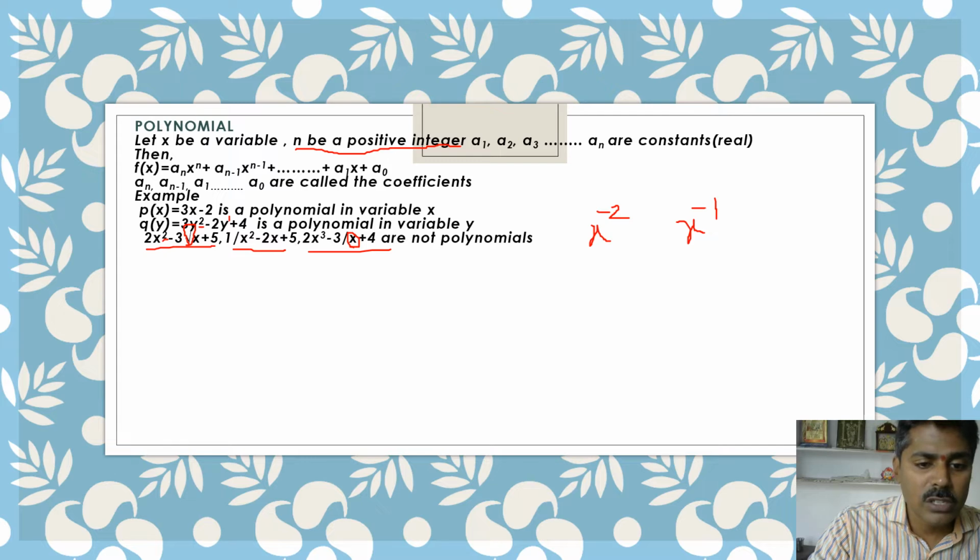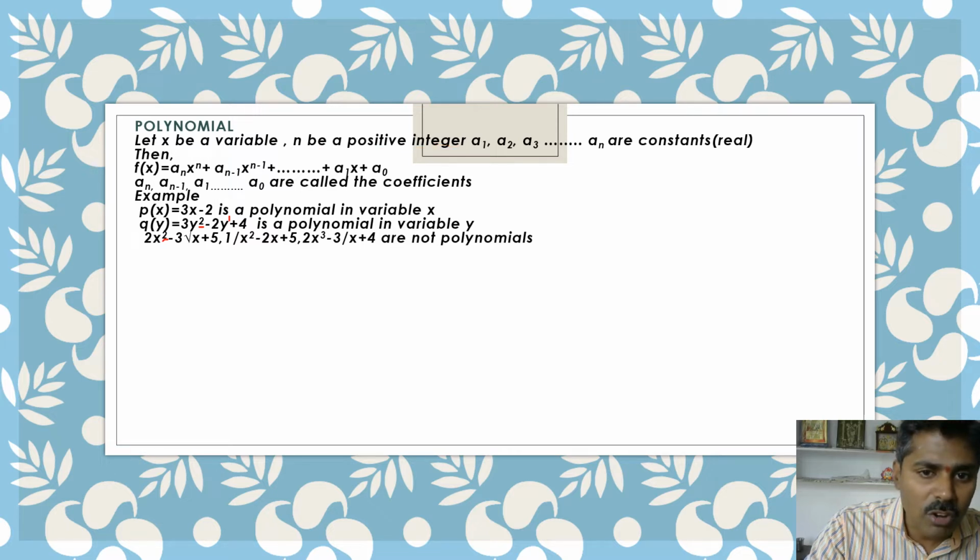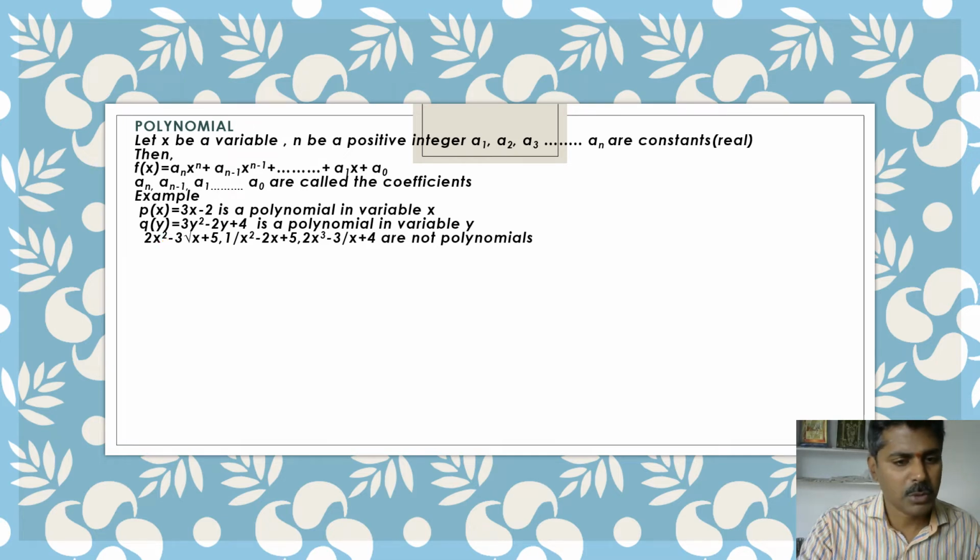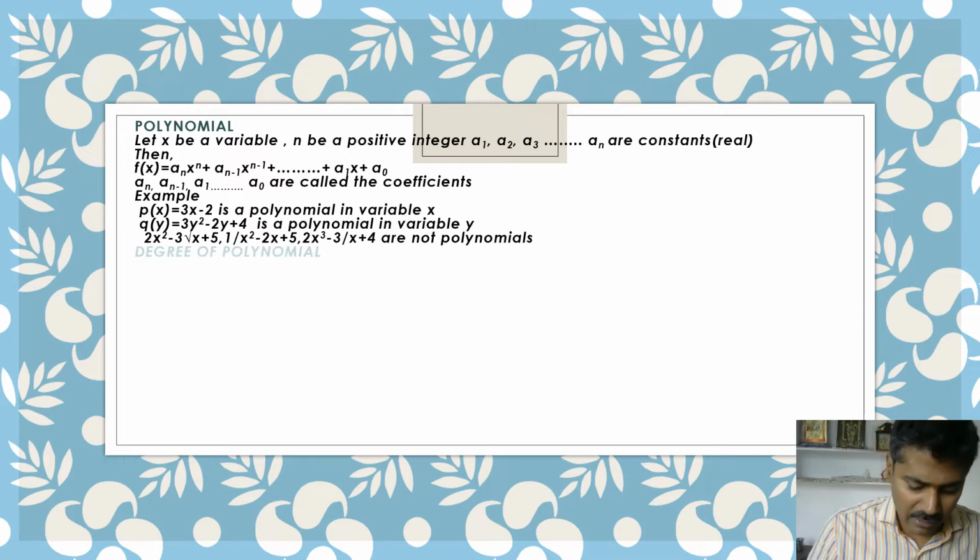So, dear students, you have to remember the definition of a polynomial and you have to distinguish which are polynomials and which are not polynomials. That is the basic one first. And then you can give your own examples of different types of polynomials following the definition.